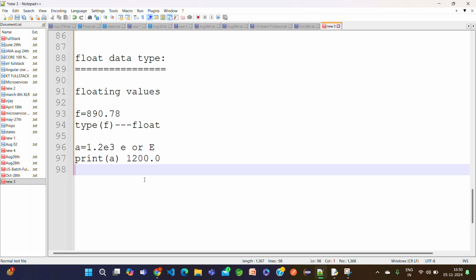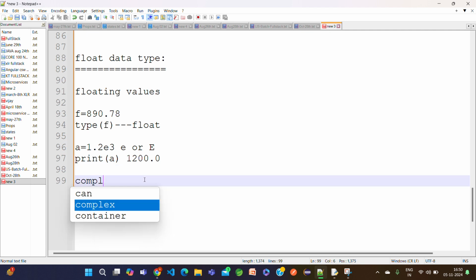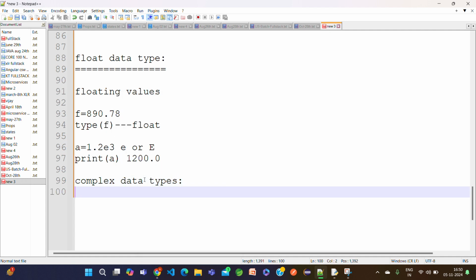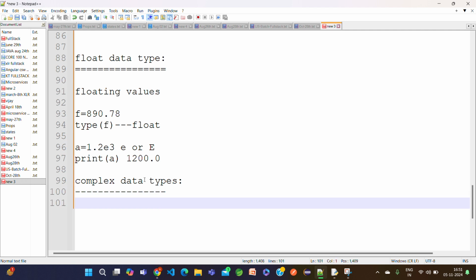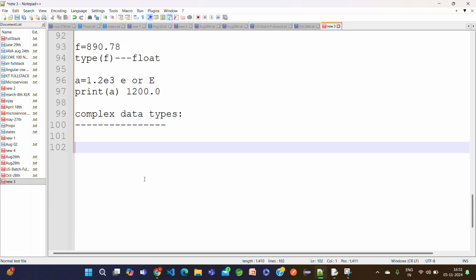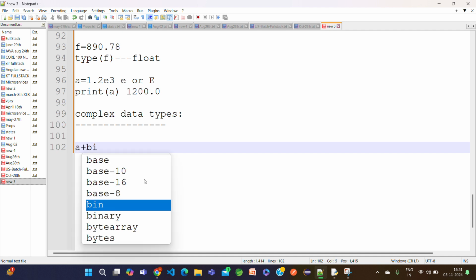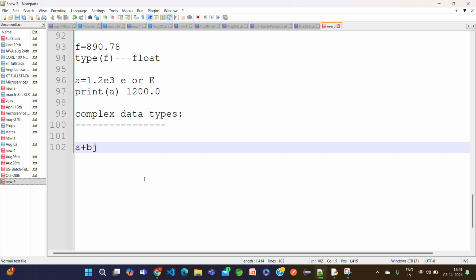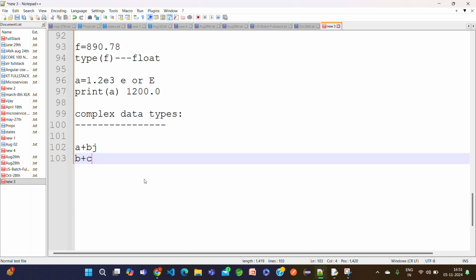Next, we have the complex data type. What is meant by complex? Not complicated, just by seeing the name. We already know about the complex data type, in the sixth and seventh standards we executed a lot of examples based on it. Simply here, a plus bj, or b plus cj, like this.